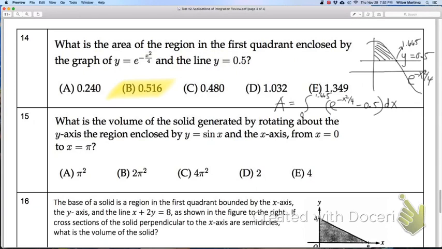For number 15, it says, what is the volume of the solid generated by rotating about the y-axis, the region that's enclosed by y equals sine of x, and the x-axis from x equals 0 to x equals pi? So let's draw a picture of what this looks like. First of all, y equals sine of x looks like this. We are looking at the region that's enclosed by that function along with the x-axis, from x equals 0 to x equals pi.